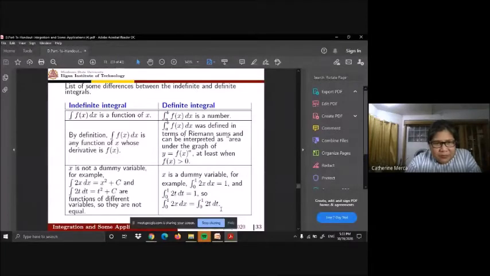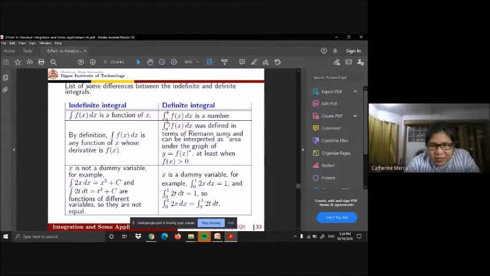So here is a list of some differences between the indefinite and the definite integral. For the indefinite integral, there is no value here, no limits of integration. By definition, it is any function of x whose derivative is f of x, which means the result is plus a constant. x is not a dummy variable. For example, the integral of 2x dx gives x squared plus a certain constant. If you have 2t dt, then you have t squared plus c. These are functions of different variables, so they are actually not equal.